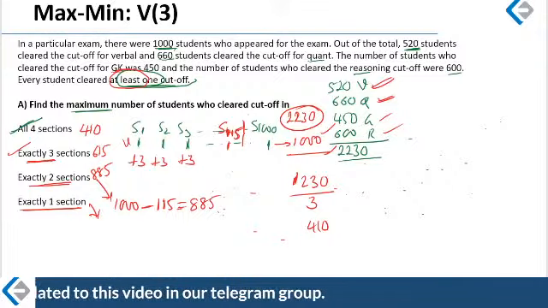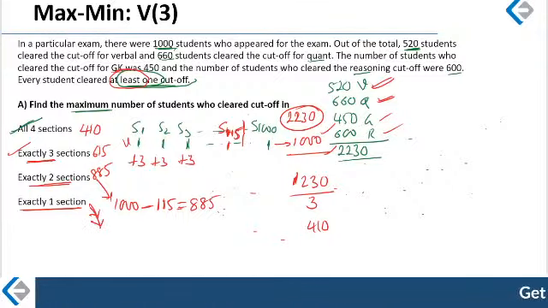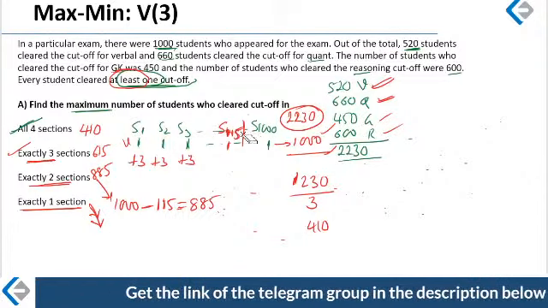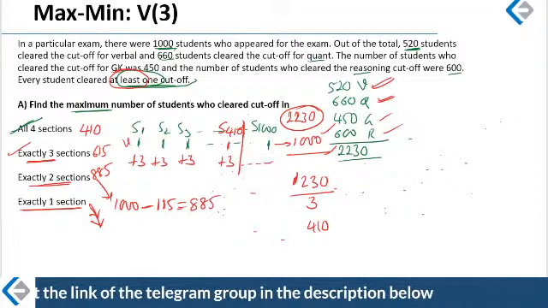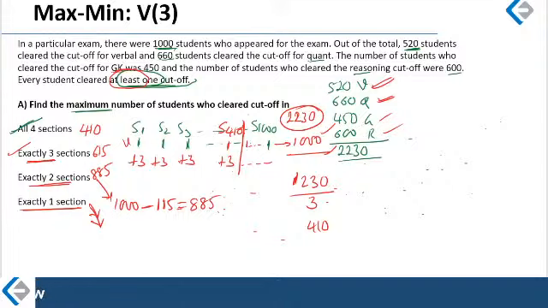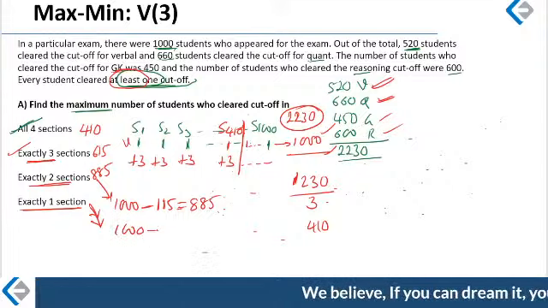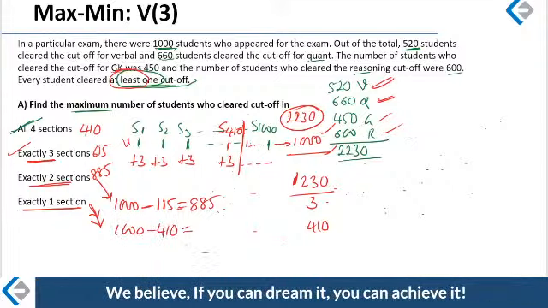Therefore the required answer for this is 410. Up to 410 students got 3 more. What about the rest after this 410? From 411 onwards, they have exactly one, because other kids have exactly one. Therefore the required answer is 1000 minus 410, which is nothing but 590. That is the answer to the fourth question.